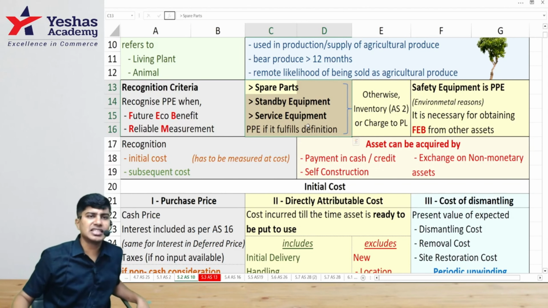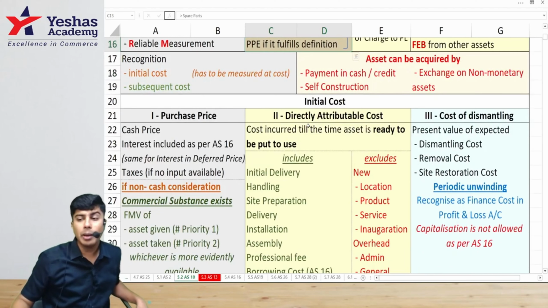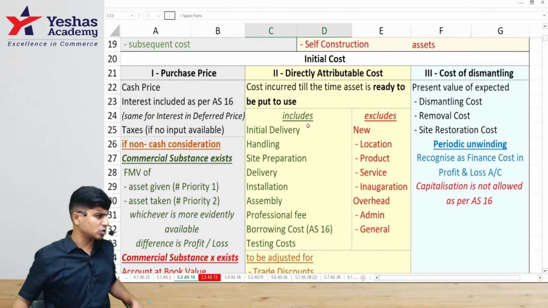Am I right? An asset can be purchased by giving cash, but it's not a condition that an asset has to be purchased by paying cash. Sometimes you might buy the asset without paying cash also. That's called purchase of the asset for non-cash consideration. We'll discuss that also eventually.